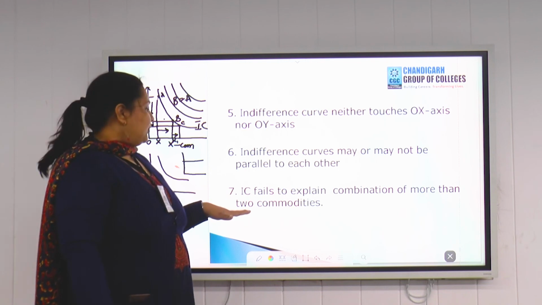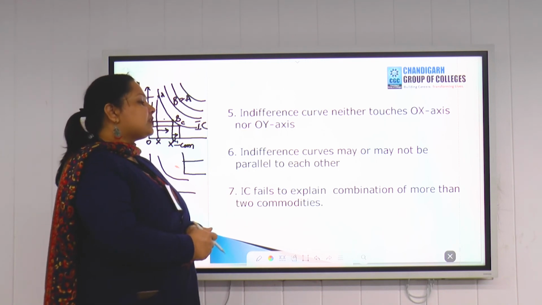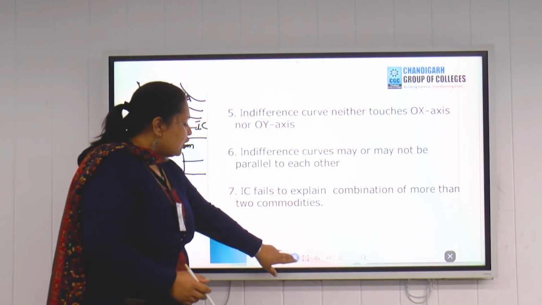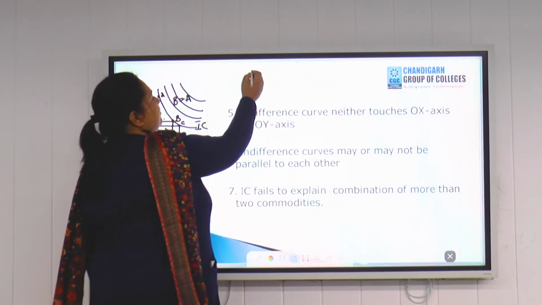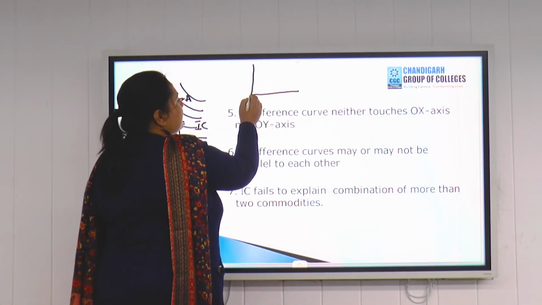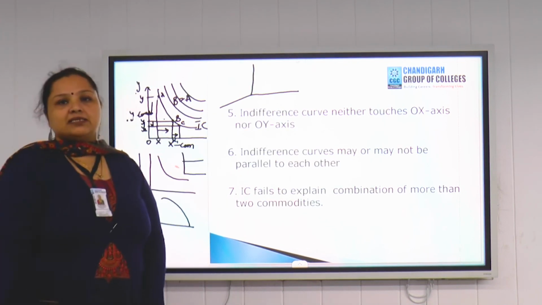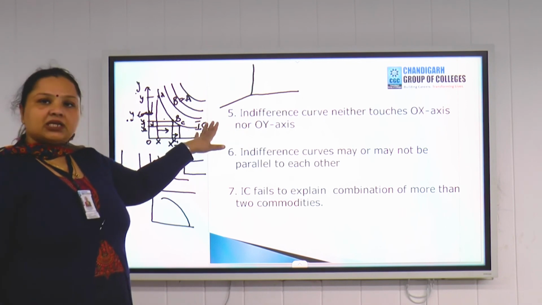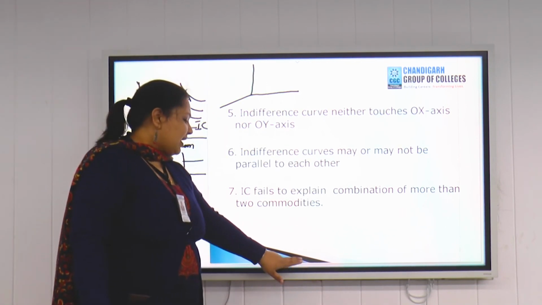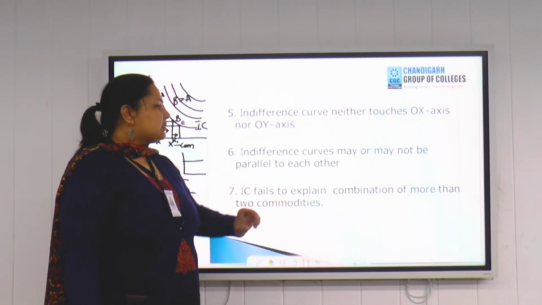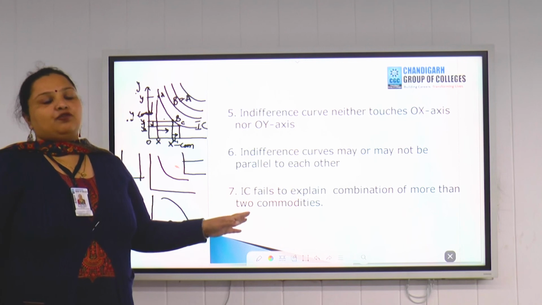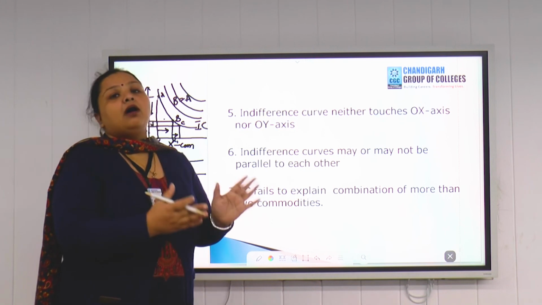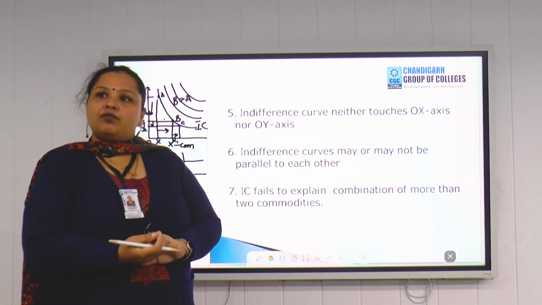Now, the last property of indifference curves is that an IC fails to explain combinations of more than two commodities. Why does this fail to explain combinations of more than two commodities? If I want to show a third commodity, then I have to make a diagram like this. And for this, we have to use mathematics. This will be a 3D diagram, and for a 3D diagram, we have to use mathematics for the explanation, which will make the indifference curve more complex. So this was all about today's topic: what is an indifference curve and the properties of indifference curves.